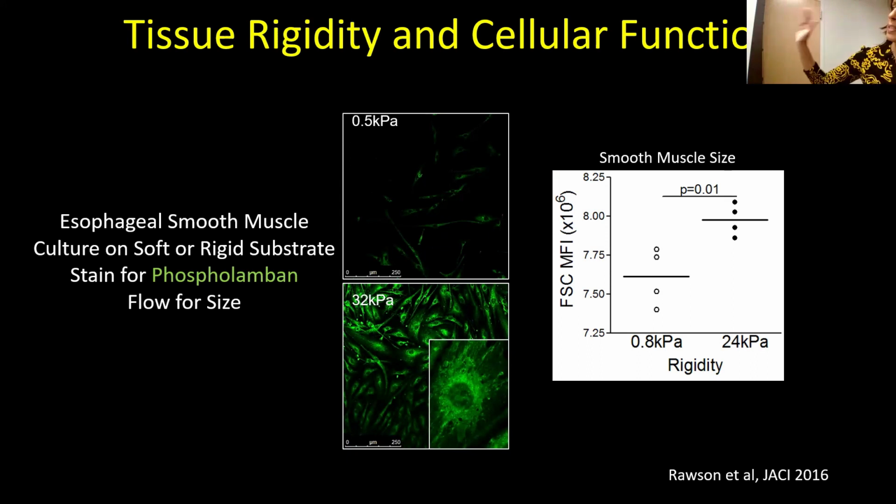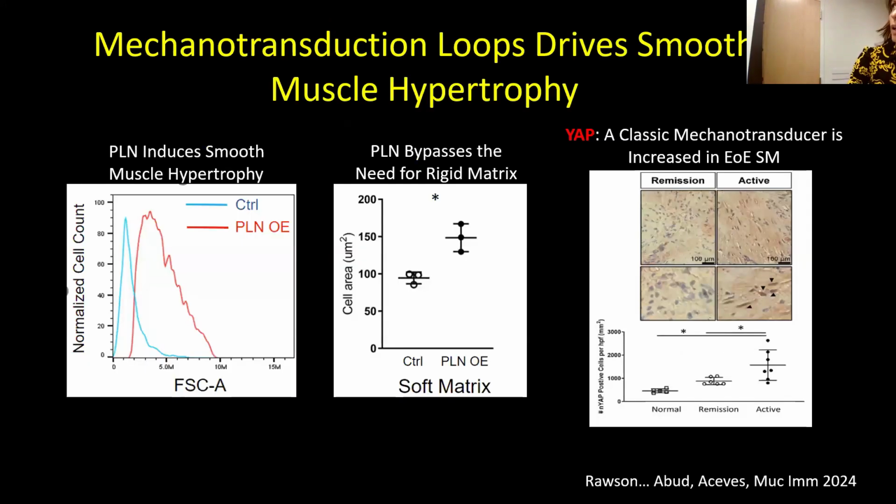If you do flow cytometry, you can see that the cells on a rigid matrix are a lot bigger than the cells on a soft matrix. So the higher that number, the bigger the cells are on flow.